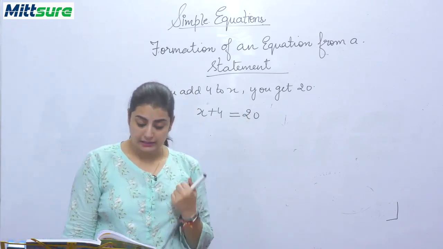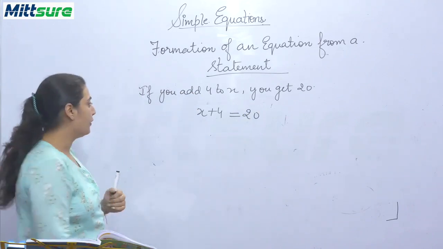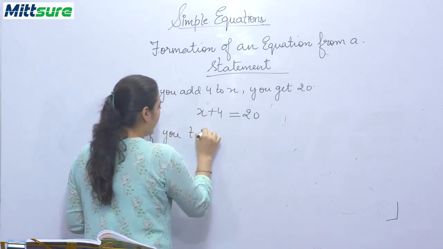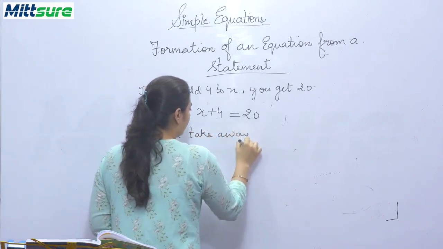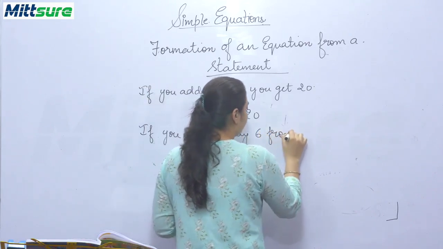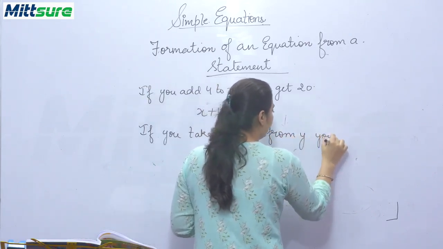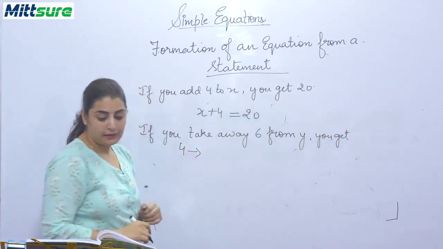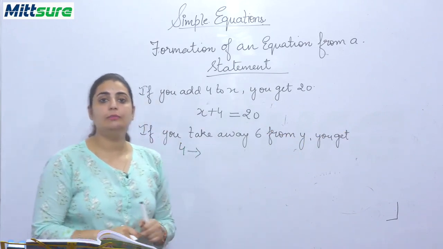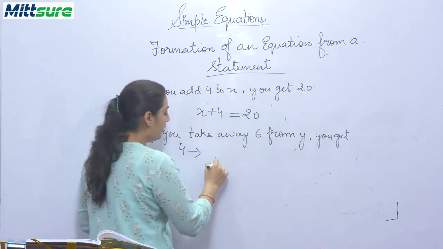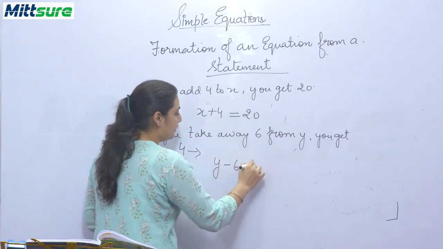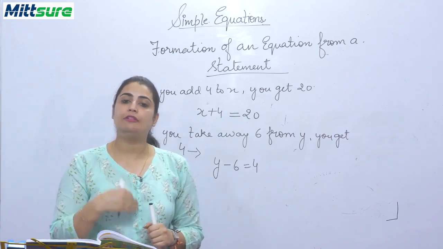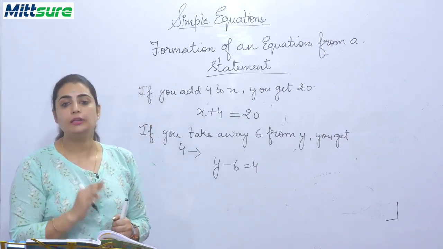If you take away 6 from y, you get 4. In that case, what will be the equation that will be formed? y minus 6 equals to 4. So this is how these statements are given to you, and you can frame an equation for the following statements.